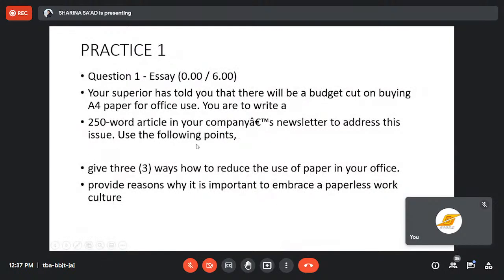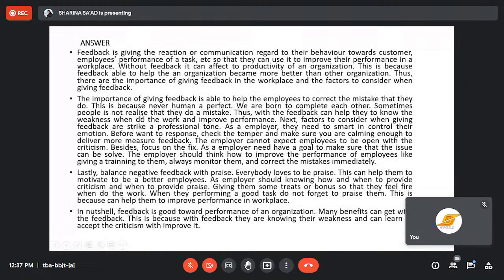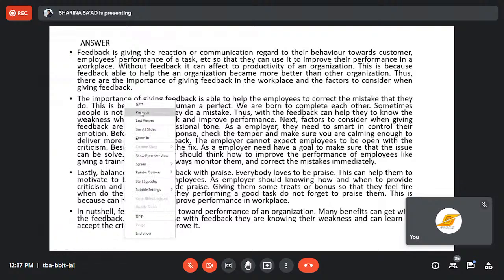Okay, I have also included here 2 practices, so you can practice with the questions that I have here, yeah? Practice 1 and practice 2, so you can have a look and do your practice later. This is the example of the answer for practice 2. Example only, yeah?